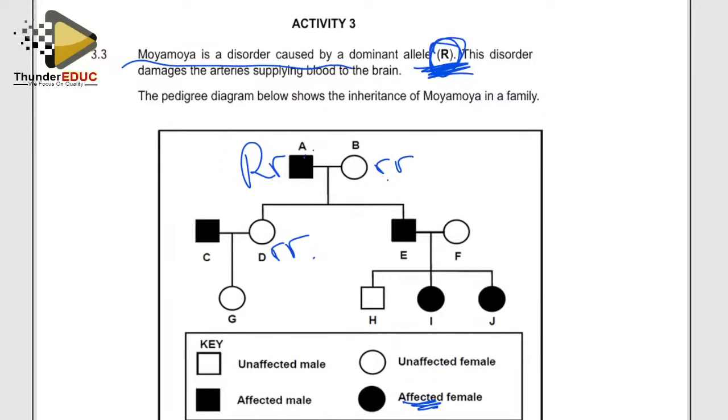So, shaded are dominant. Yes. In this case, because they say it is caused by a dominant allele, the shaded ones are dominant. Is it clear, guys? The shaded one is caused by a dominant allele.